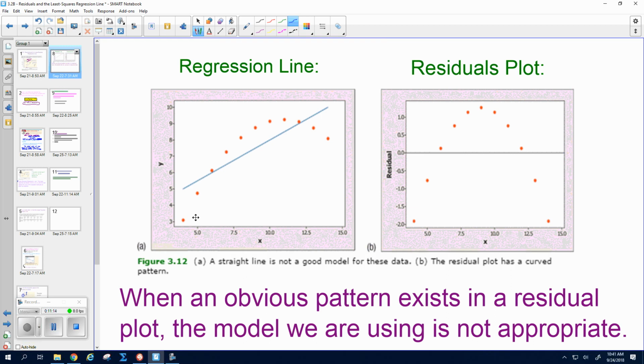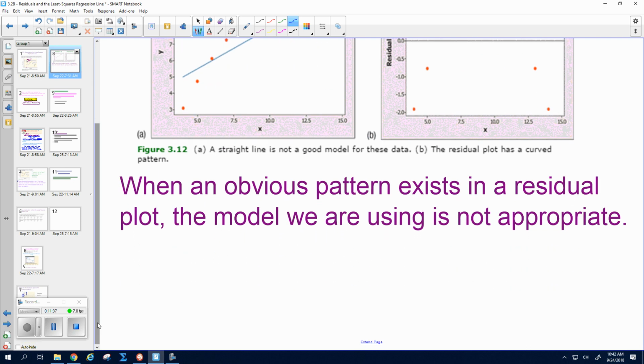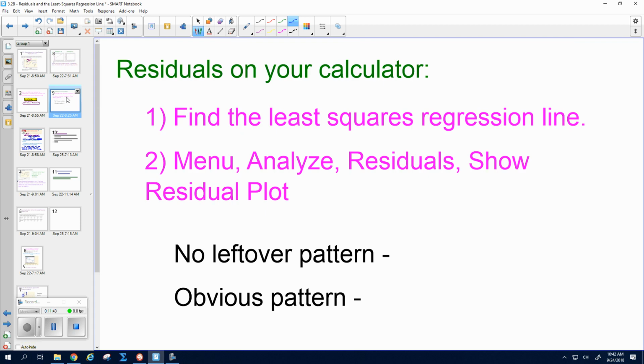So here's an example of when you wouldn't use a linear model. Is there a pattern in the residual plot? Yeah. Yes. You want random scatter, okay? If there's a pattern, then don't use the linear model. Usually there's random scatter on most of the problems, because then you can carry forward with the math. So when an obvious pattern exists in the residual plot, the model we're using is not appropriate.